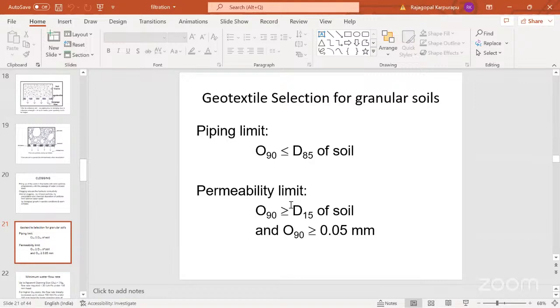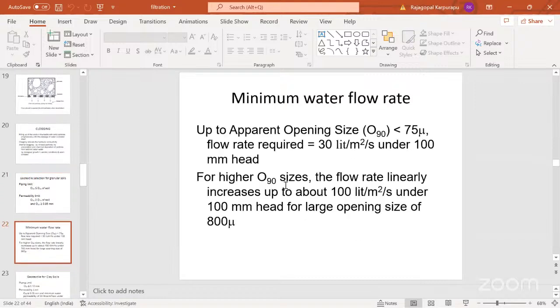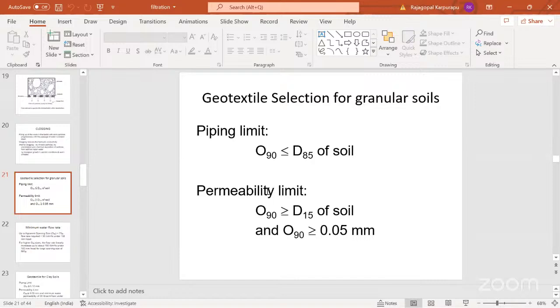I think the last question for the assignment given in week 10 had D85 and D15 values given, and we were asked to find the O90 value. Yes, O90 to satisfy these limits. That is, O90 should be less than D85 and greater than 50 microns. So that is to select a geotextile to meet the piping and permeability requirements.